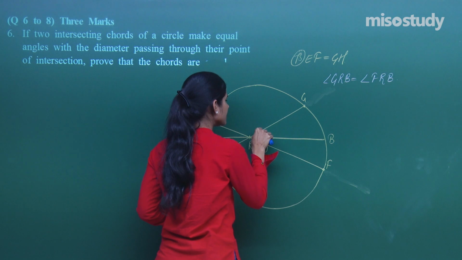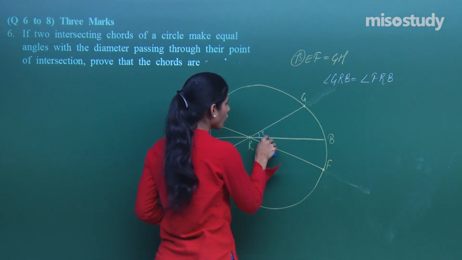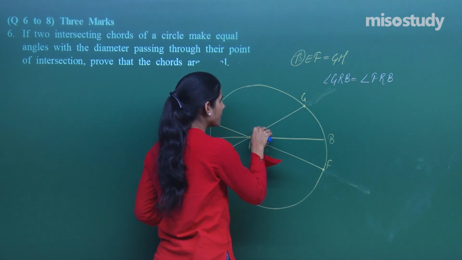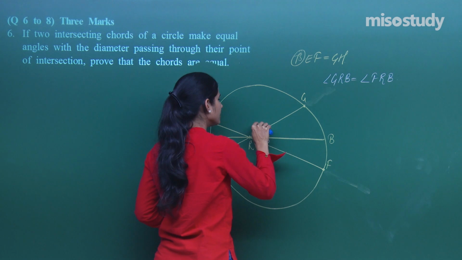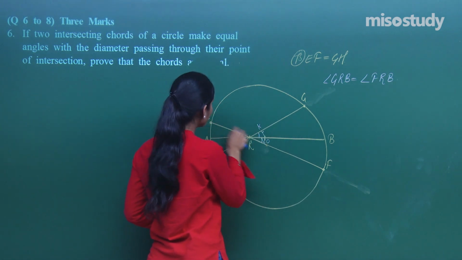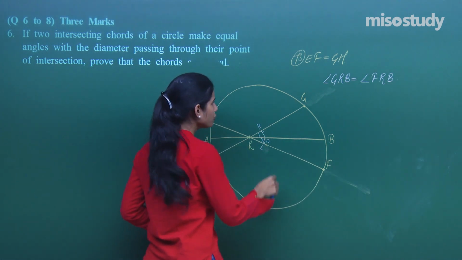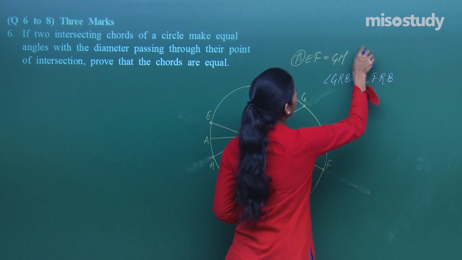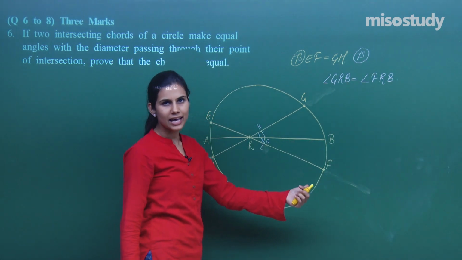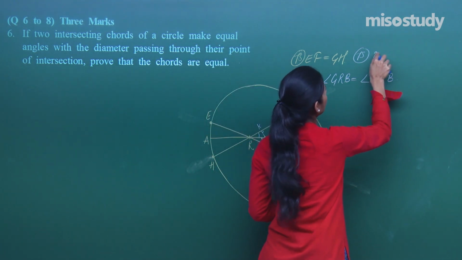When I am taking distances, I will take perpendicular distances, obviously, from the center. This is O. From the center I drop a perpendicular to chord HG. Say this is K. And from the center O I drop a perpendicular to the chord EF. Say this is L. In order to show EF is same as GH, in order to show two chords are equal in length, I will show that they are equidistant from the center. So I will show OK is same as OL.